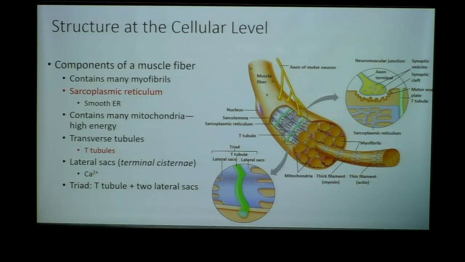Very important coordination. So on either side of the T-tubules, we have these lateral sacs, which are basically storage areas for calcium. And together, these three structures form what's called a triad. So a triad is made of a T-tubule, that invagination in the middle, and these two sacs at the end that are storing lots of calcium to be released upon that motor end plate potential.